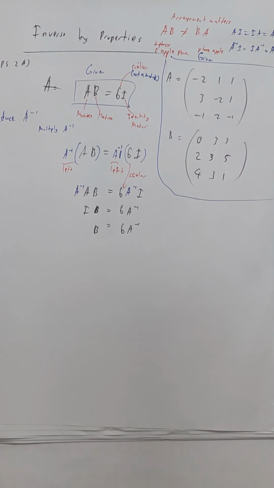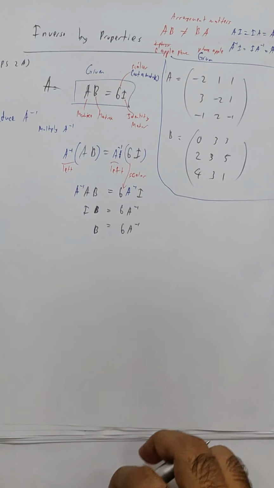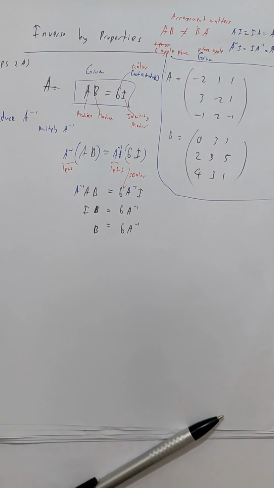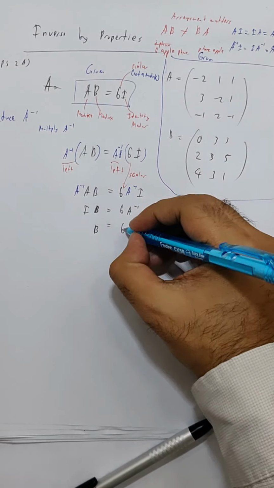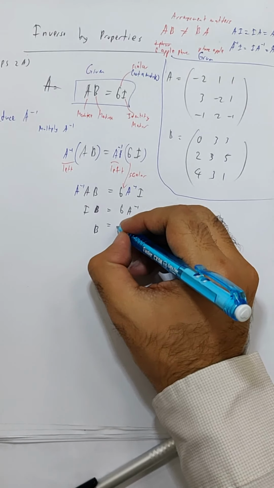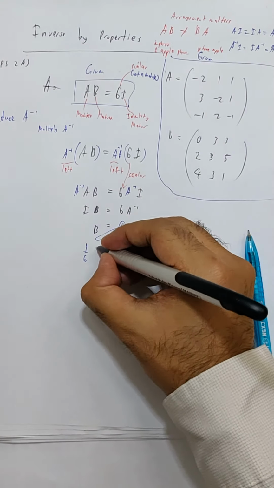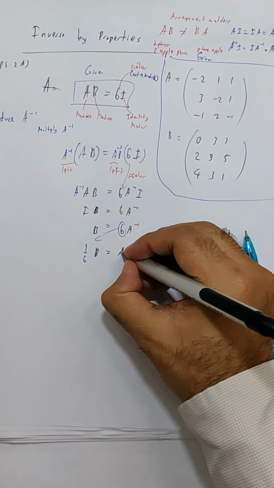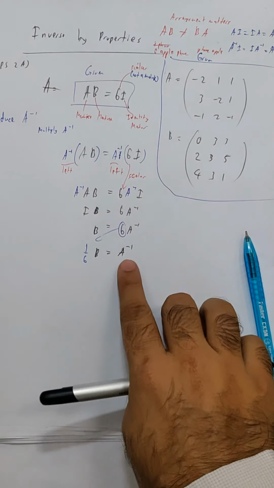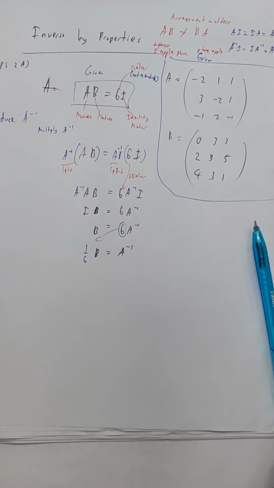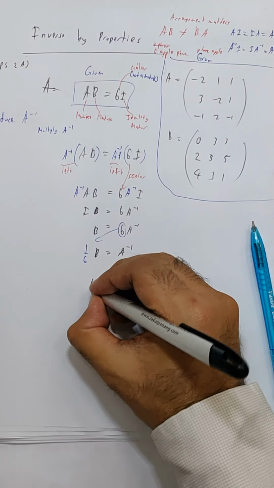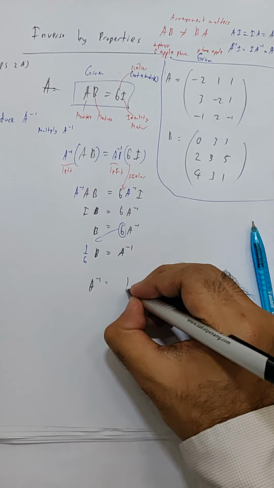Okay. But I just want A inverse alone. What should I do with the 6? You bring it over or divide. You're quite right. 1 over 6 B equals A inverse. So you found your A inverse. So this is what we call using properties. So right now A inverse is 1 over 6 B.